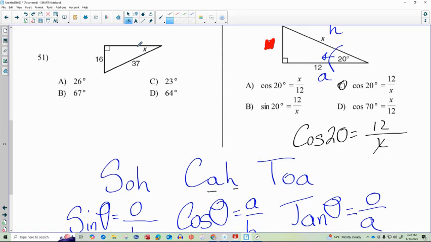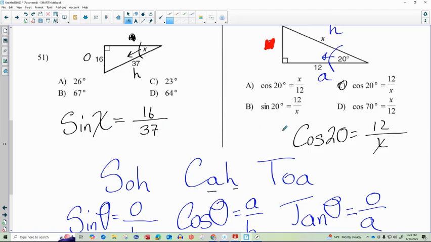All right, let's look at this one. Here's my angle. I shoot it across. This is my O, this is my H, and this is my A. I don't need the A. I need my O because this is 16. I need my H because this is 37. O and H is sine. My angle is X in this case, and it's still equal to the O on top of the H, which is going to be 16 over 37.